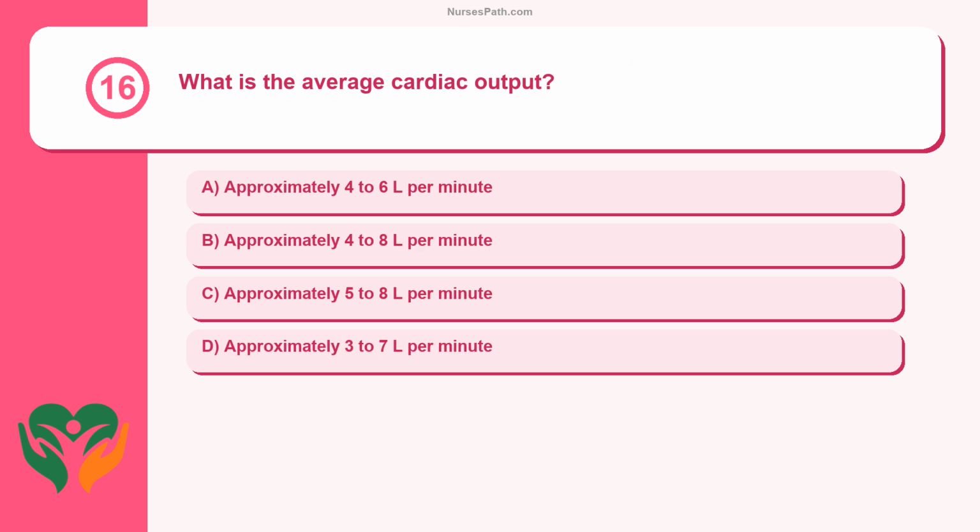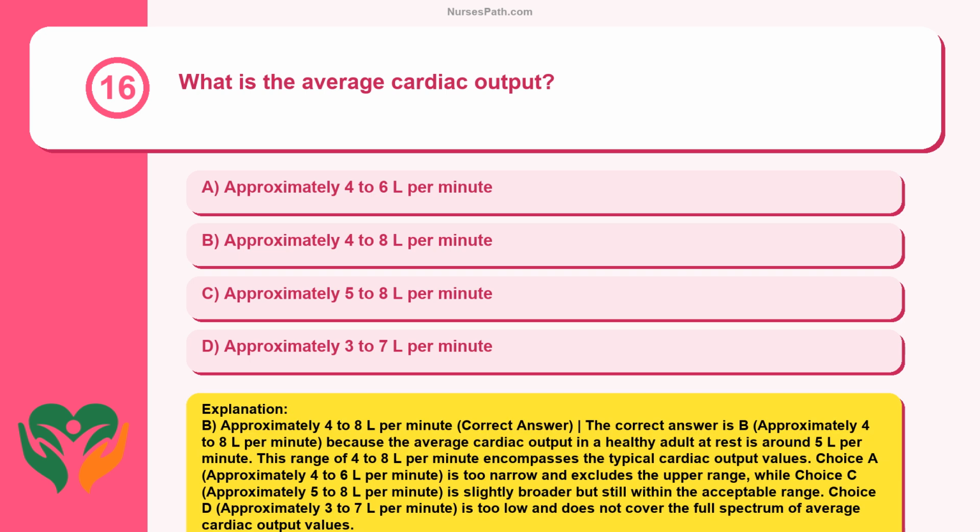Question 16. What is the average cardiac output? A. Approximately 4 to 6 L per minute. B. Approximately 4 to 8 L per minute. C. Approximately 5 to 8 L per minute. D. Approximately 3 to 7 L per minute. B. Approximately 4 to 8 L per minute. Correct answer. The correct answer is B.